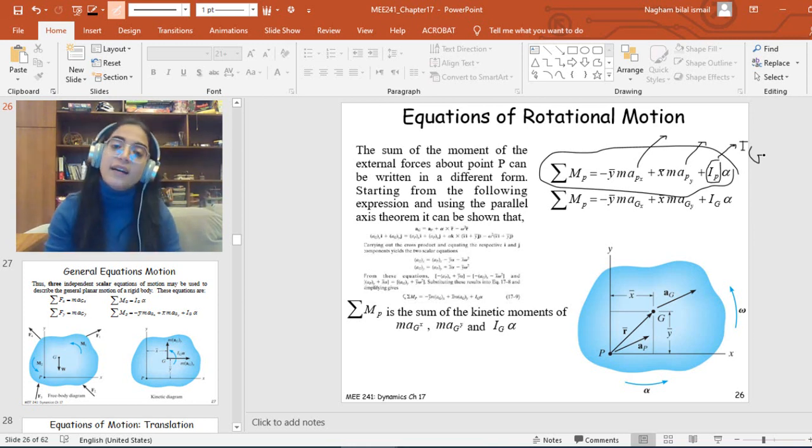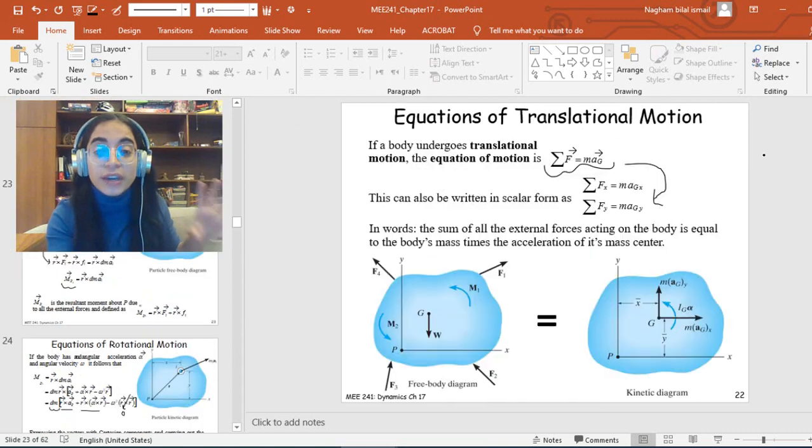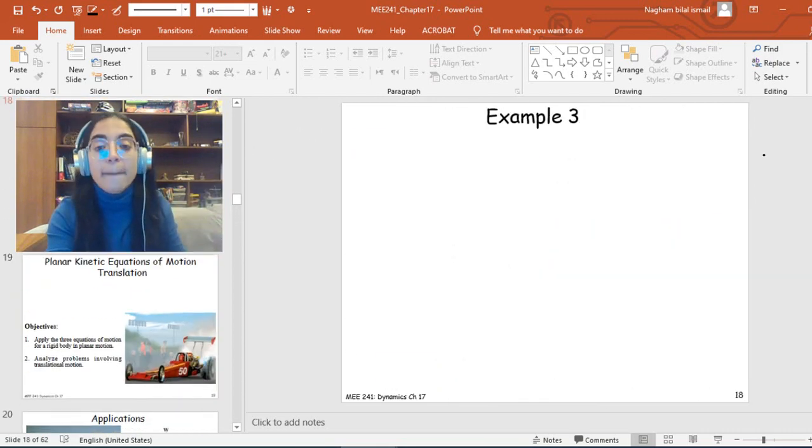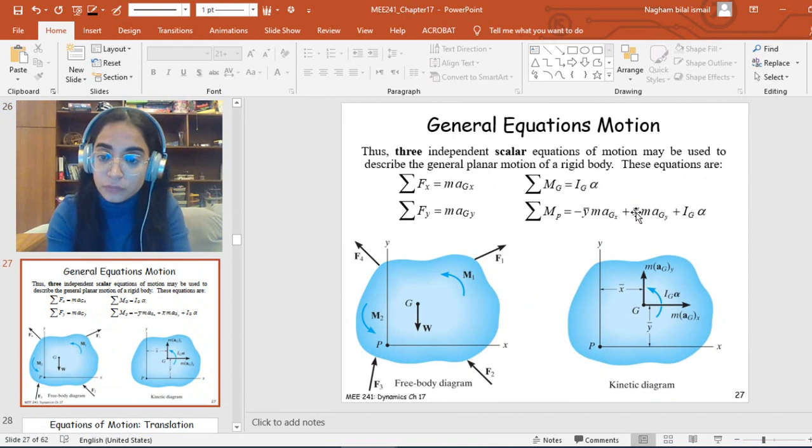Why? Because, guys, if I want to combine the equation of sum of moments with the equations of sum of forces, I know that the sum of forces is equal to m a_G. And if I take the scalar form, it will be equal to m a_Gx and m a_Gy respectively. And this means that I need the sum of moments equations in terms of a_Gx and a_Gy.